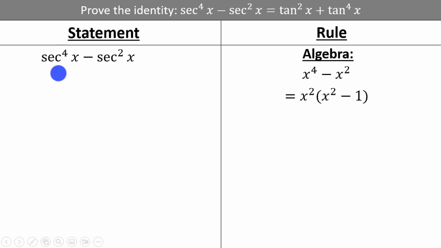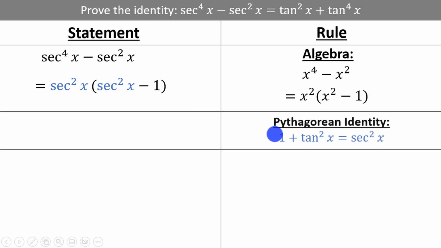This can be applied to the expression that we have. We have something to the fourth power minus something squared. So this can be factored as secant squared times secant squared minus 1. Next, we notice that we have two squared trig functions. Squared trig functions relate to Pythagorean identities. The Pythagorean identity related to secant is 1 plus tangent squared is equal to secant squared. So therefore, each time that we see secant squared, we can replace that with 1 plus tangent squared. We get 1 plus tangent squared times 1 plus tangent squared minus 1.